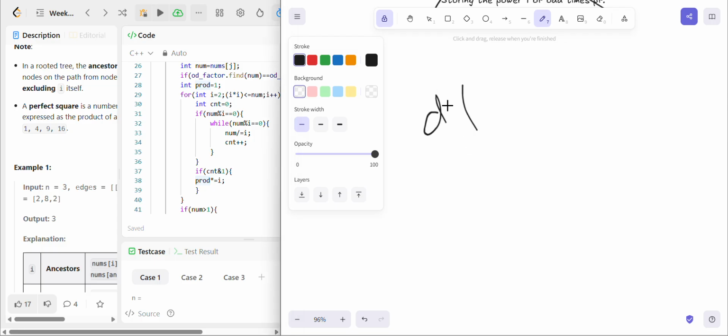Then I have done DFS from the root, which is 0, taking the first parent as -1, and this is how I have done DFS. And in this DFS what I am doing is, let me show you one tree.